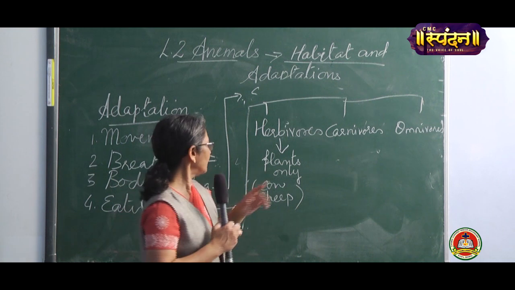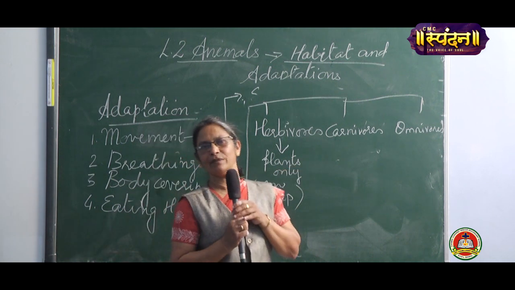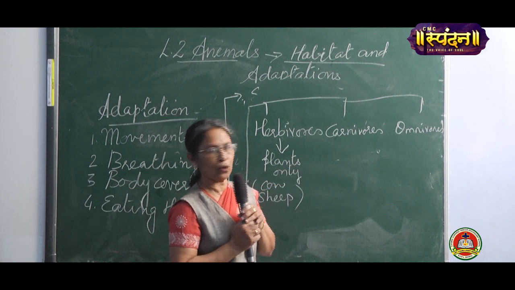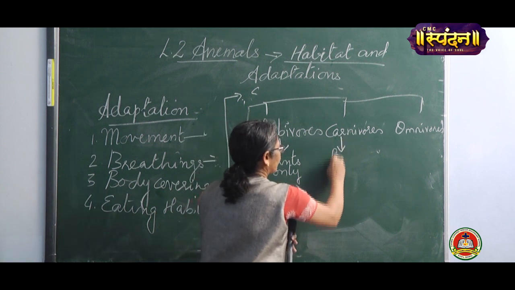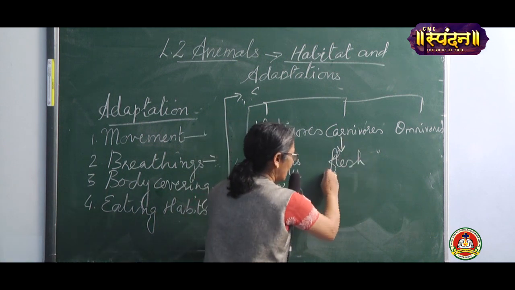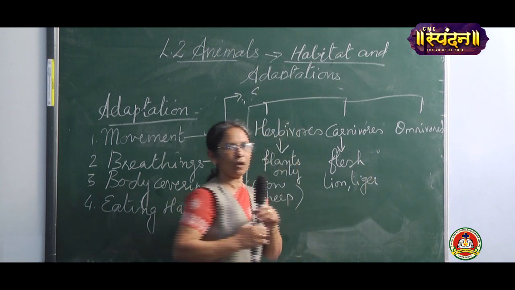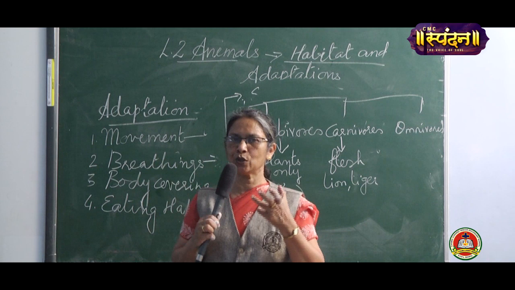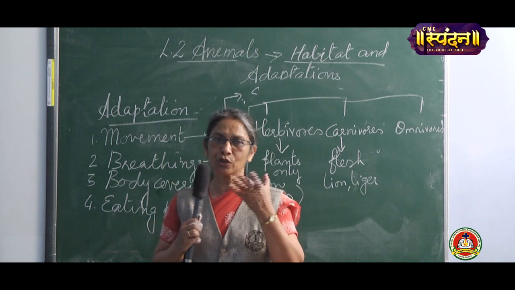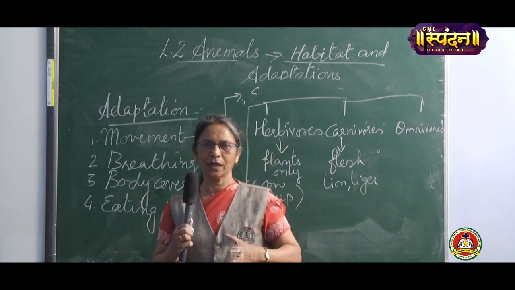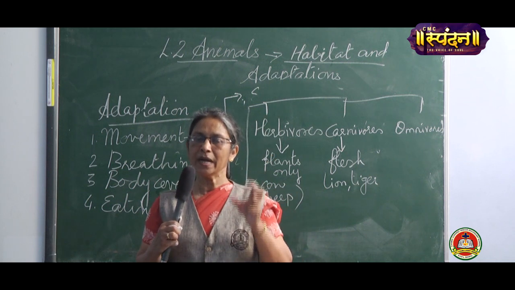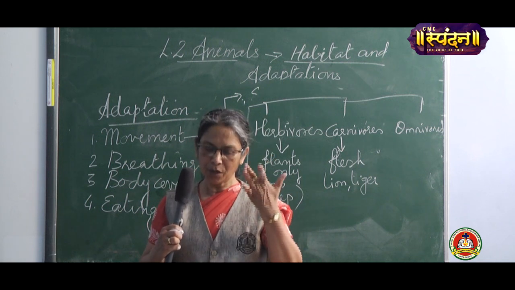Then the second one, that is carnivorous. These are the animals that eat flesh only. Examples are lion, tiger, etc. You must have seen them on TV, no? When the tigers' faces are shown, you can see two canine teeth protruding outside their mouth, isn't it? So why is it used, children? It is used for tearing the flesh of the prey, children.